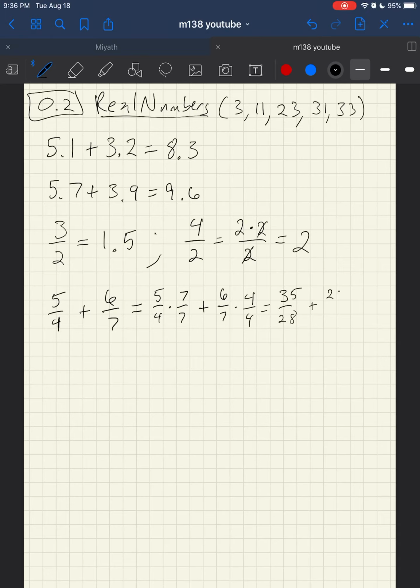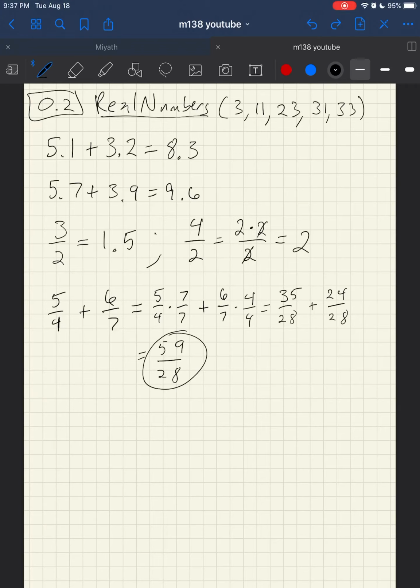And I'm going to get 35/28 plus 24/28. And we're still going. We're not done yet. So 35 plus 24 is going to be 59/28. And for me, this is a good enough final answer. You can stop here. But the point is, as I'm doing this, I want to keep track of these denominators, and I want to find a common denominator. In this case, 28. Okay. So probably that's not something that you've never seen, but maybe it's been a while since you've actually added fractions.